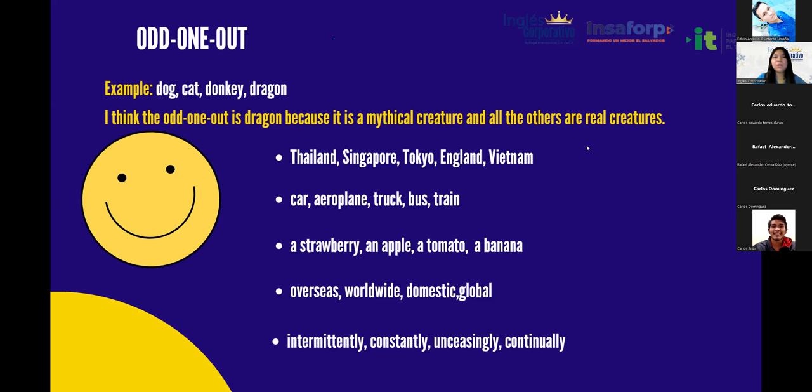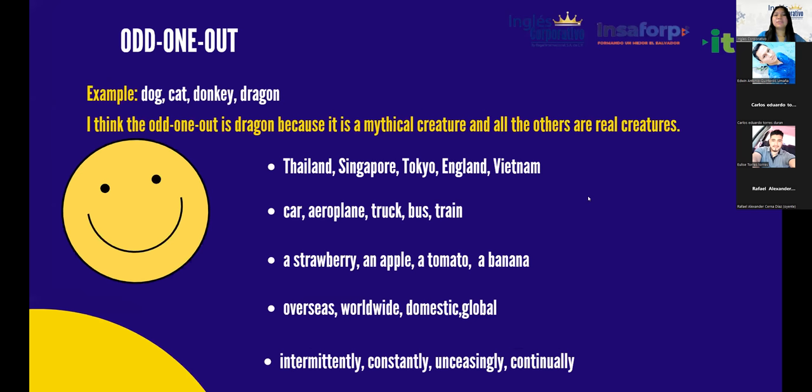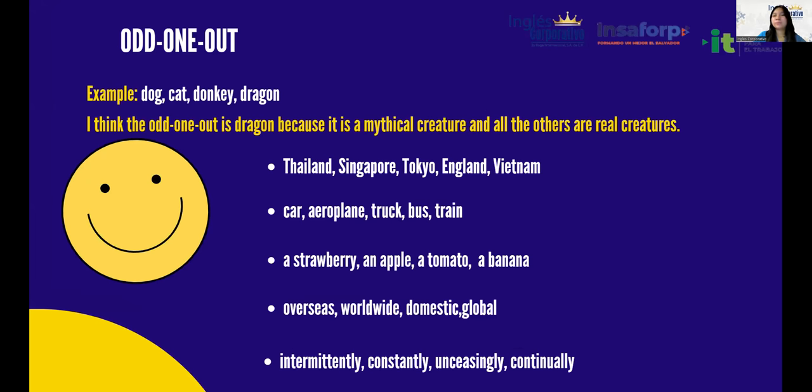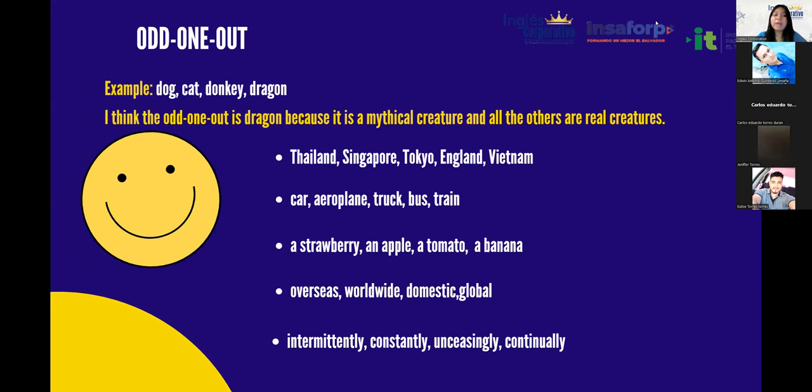Which one is different? Any idea? Let's see, Edwin, Carlos Dominguez, good evening. We also have Eulise. Nelson, which one is the odd one out? I think the odd one out is Tokyo because this is a city and the others are countries. Excellent, and that is correct. That is totally correct. So the odd one out from the first line is Tokyo, because the other ones are countries, right? And Tokyo is a city. That is correct. Very good.